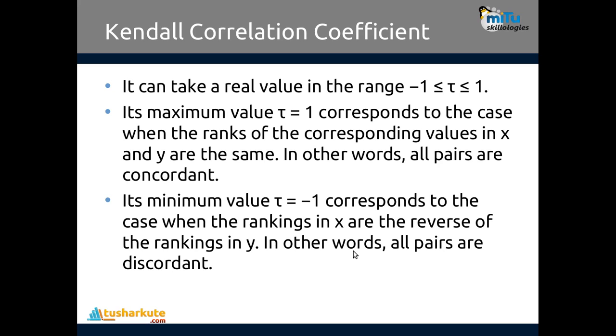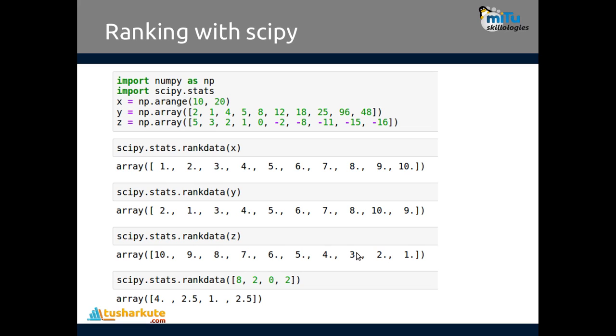And if you have 50-50, 50% concordant, 50% discordant, then tau will be 0. Or if they are all the same, in that case also tau will be 0. This way your Kendall's tau is calculated.